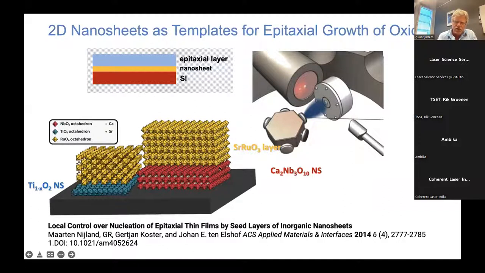So here is a schematic view of strontium ruthenate on top of these nanosheets. And indeed, we can show that these are epitaxially grown on top of these nanosheets.